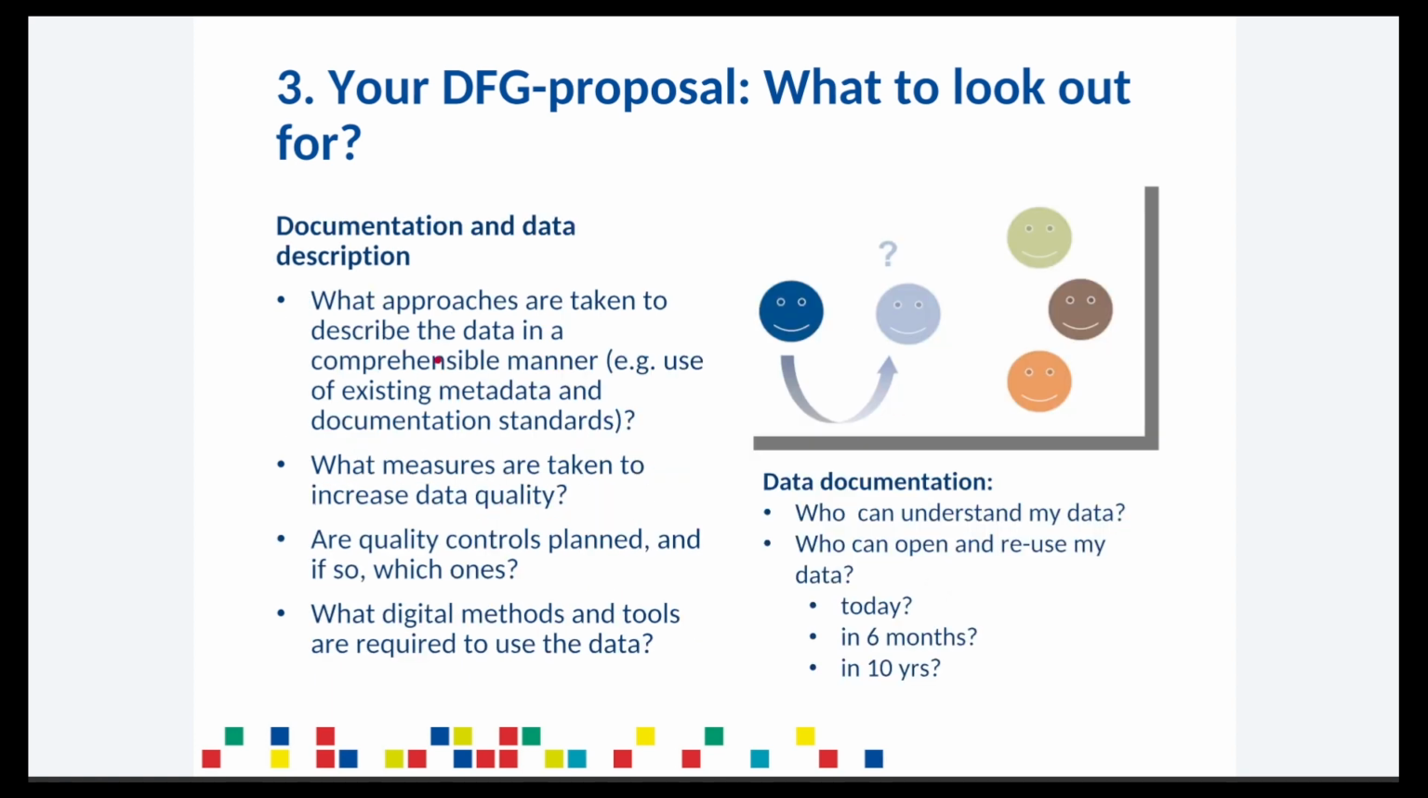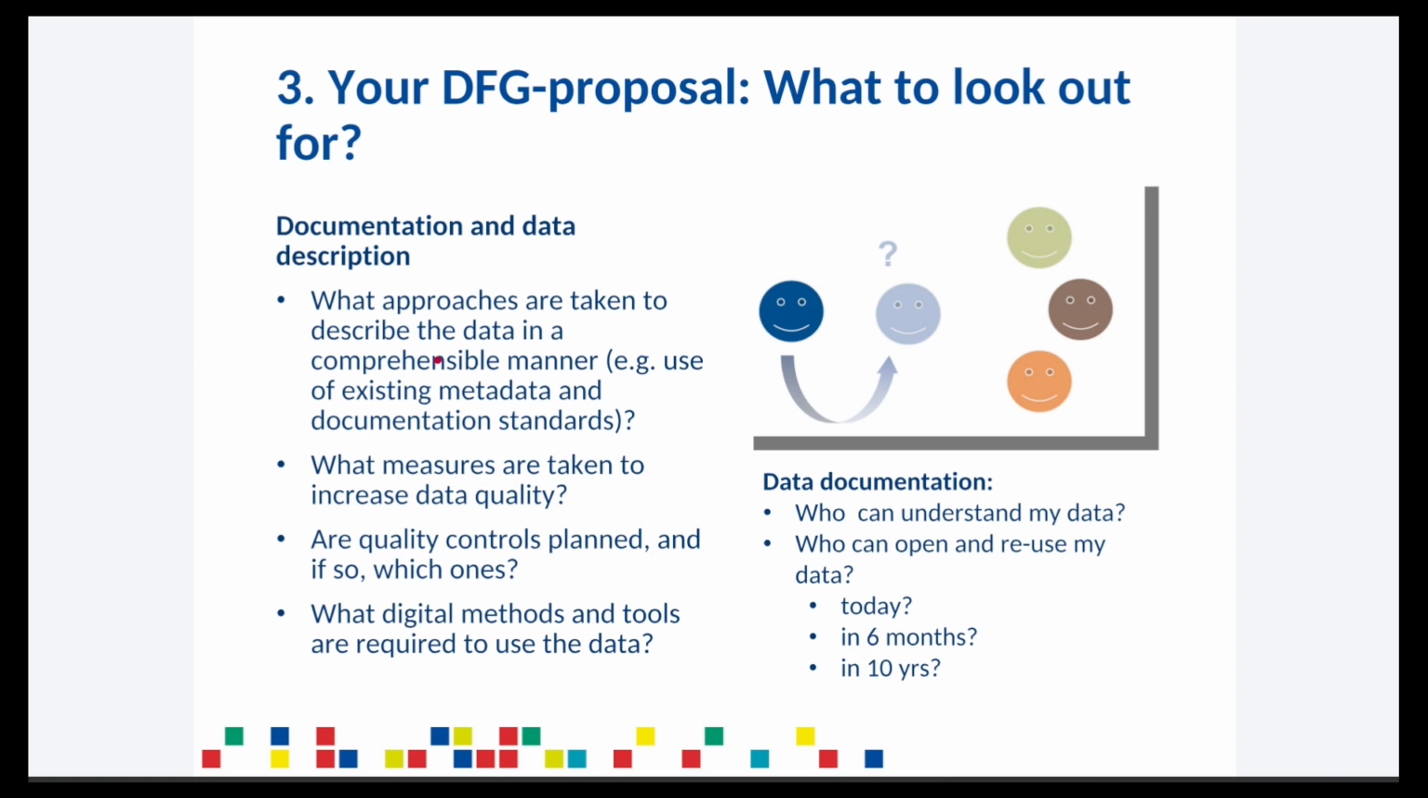And then you also need to elaborate for this stage of the research data lifecycle on documentation and data description. That means what approaches are taken to describe the data in a comprehensible manner. What kind of existing metadata and documentation standards do you use? I will elaborate on that later on as well. And what measures are taken to increase data quality? What kind of quality controls, for example? And what kind of digital methods and tools are required to use the data? This is what you need to note down.